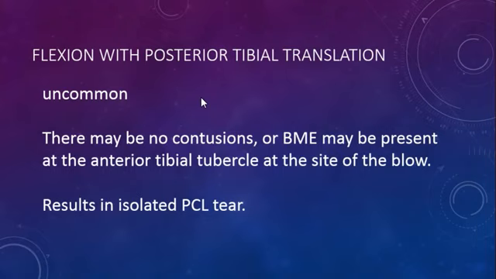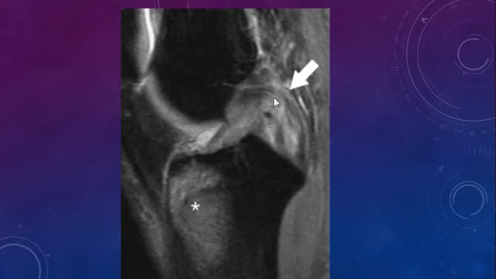It's an uncommon mechanism. As we said, when there is tibial translation, the bone marrow edema will be non-contiguous, and in fact there might be no contusions at all, or just bone marrow edema at the anterior tibial tubercle at the site of the blow. It results in an isolated PCL tear, which is a very uncommon or unlikely finding, the isolated PCL tear. You can see here there is an isolated PCL tear with a bone marrow edema here that is a result of the direct blow resulting in posterior tibial translation.